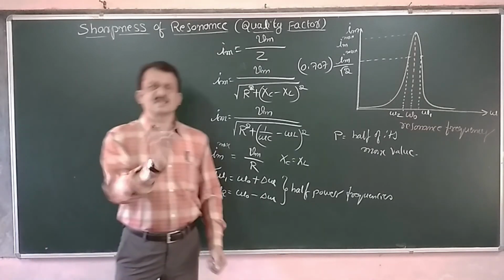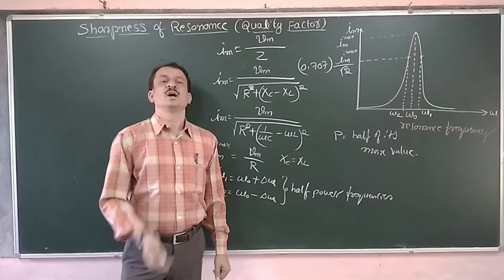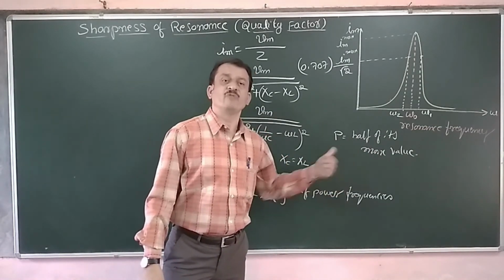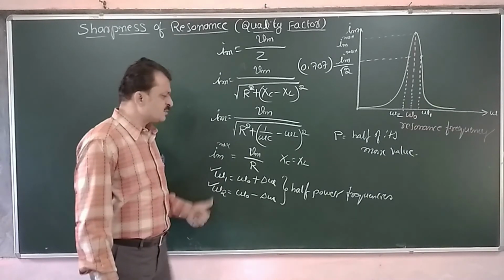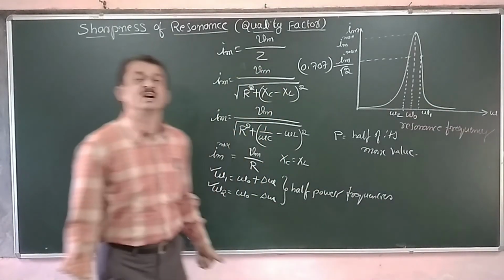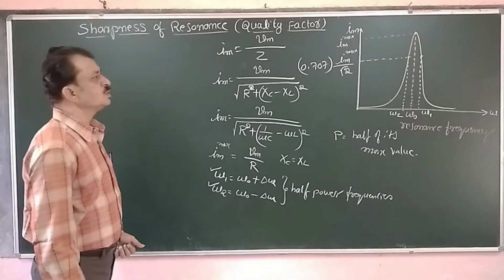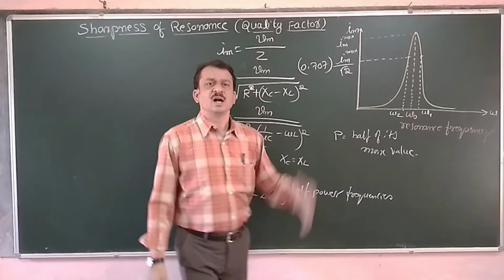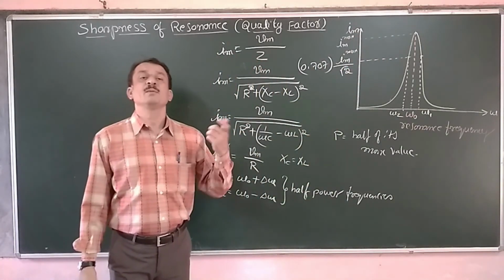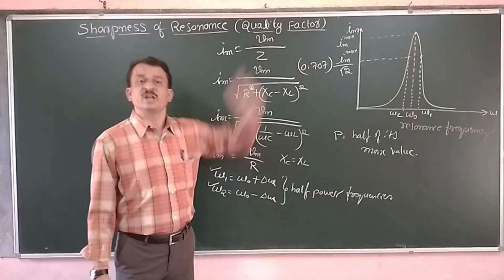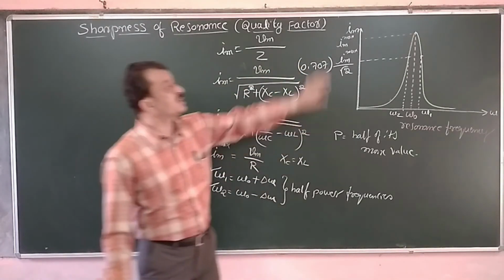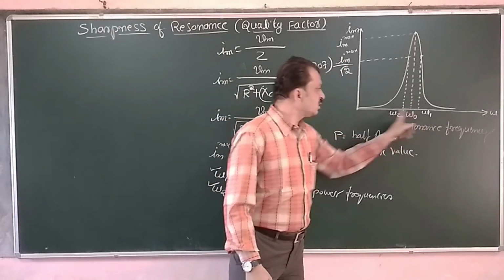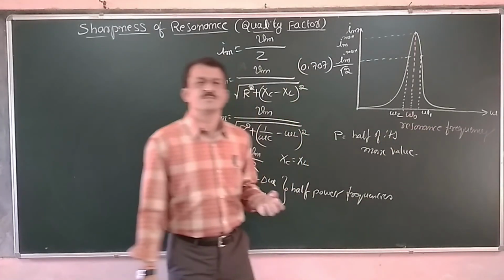The frequencies on either side of the resonant frequency at which power dissipation in the circuit is half of its maximum value are called half power frequencies. Within this variation of current, our ear cannot observe the variation. Therefore we are choosing the range of frequencies omega 1 to omega 2.